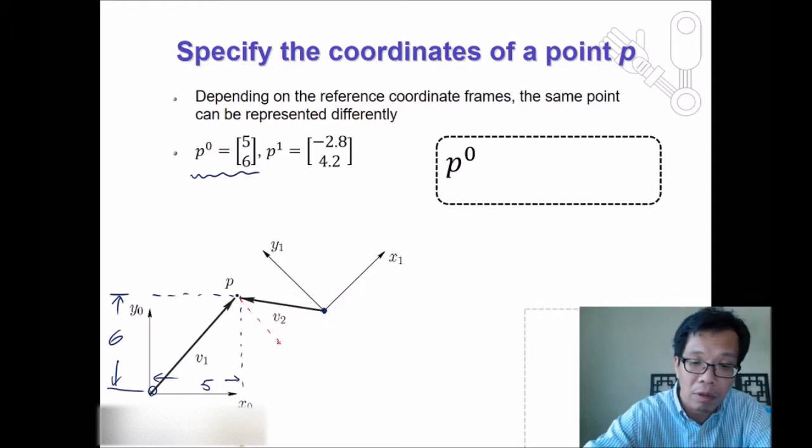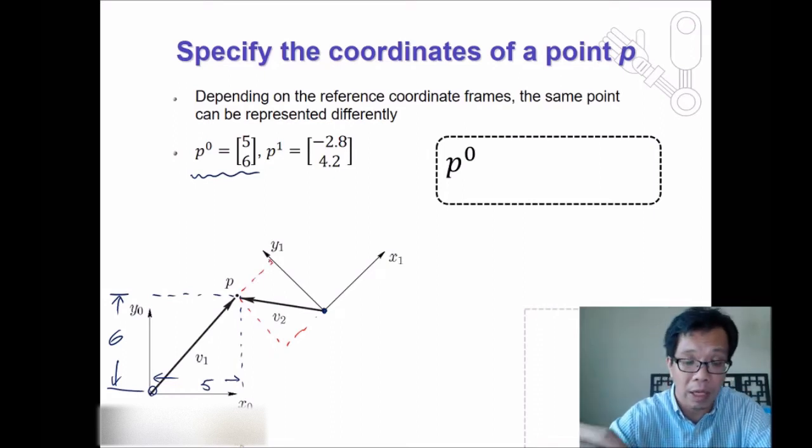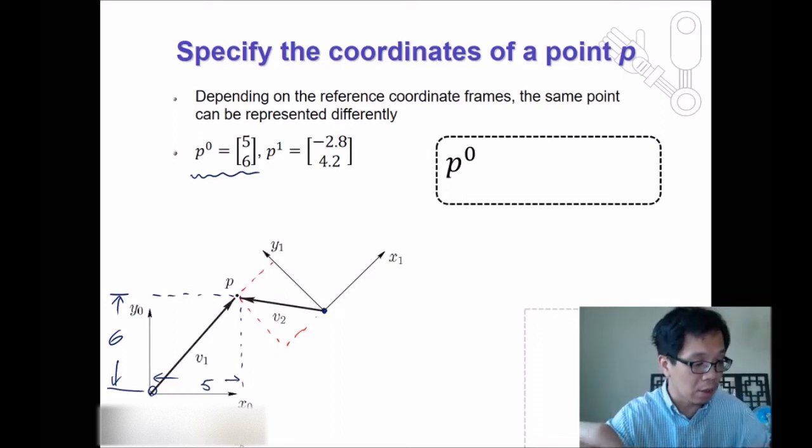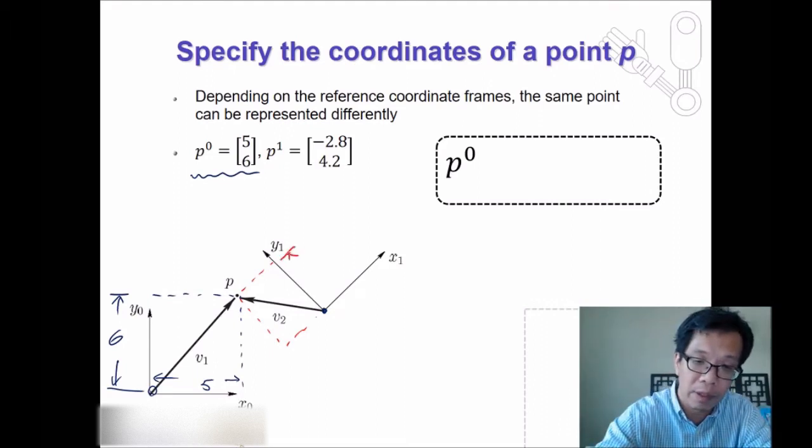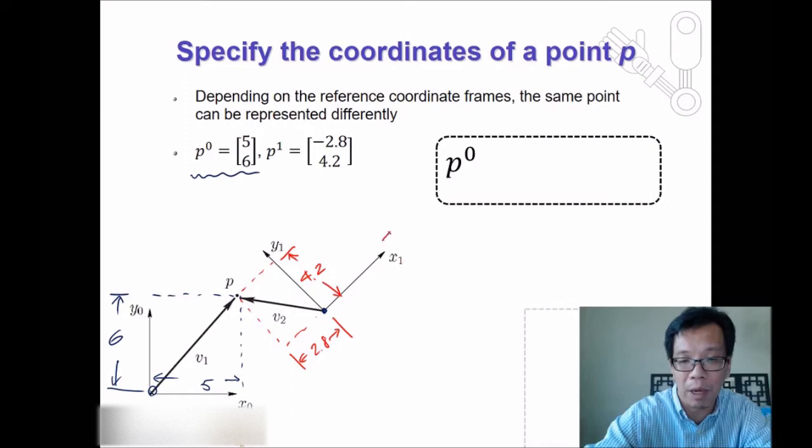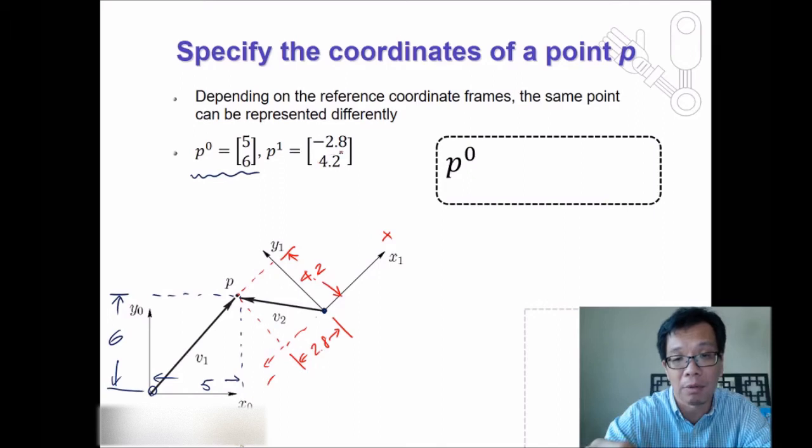So similarly, we're going to define the xy position, the x position and the y position. In this case, this one is 4.2. This one over here is 2.8. And we know this is my positive direction and this is my negative direction. So we can define this position over here as 5, 6 observed from x0, y0. We can also describe this position as P1, which is going to be negative 2.8, 4.2, based on the observation we have over here.